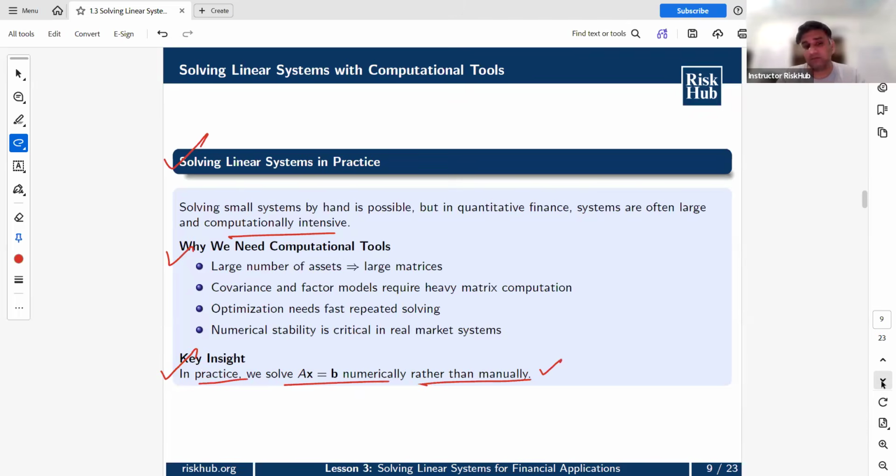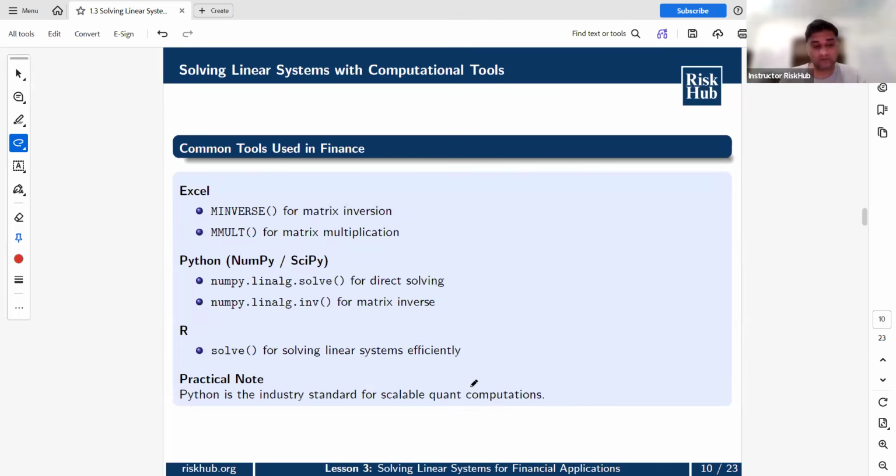So again, when we go into common tools used in finance, Excel is good for your intuition, prototypes, small systems. The functions are MINVERSE for matrix inversion, MMULT for matrix multiplication, right? Used heavily by bankers, but please understand it is dangerous at scale, right? Python is the modern quant standard. You have NumPy, you have SciPy, right? One other library which is not given here that is also used is Pandas, right?